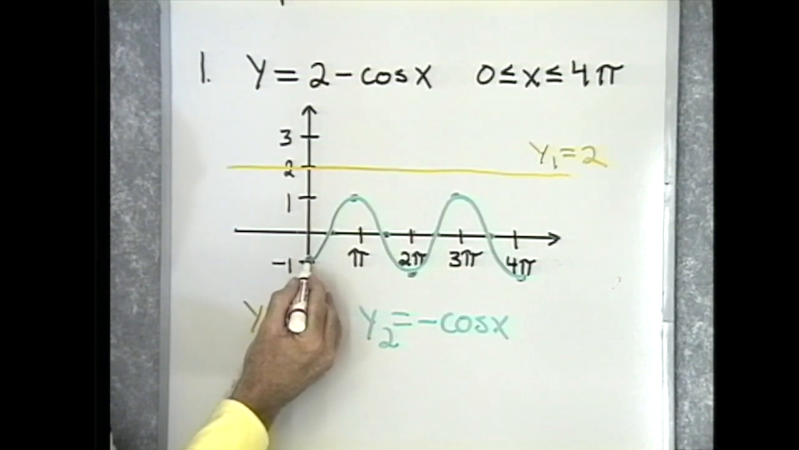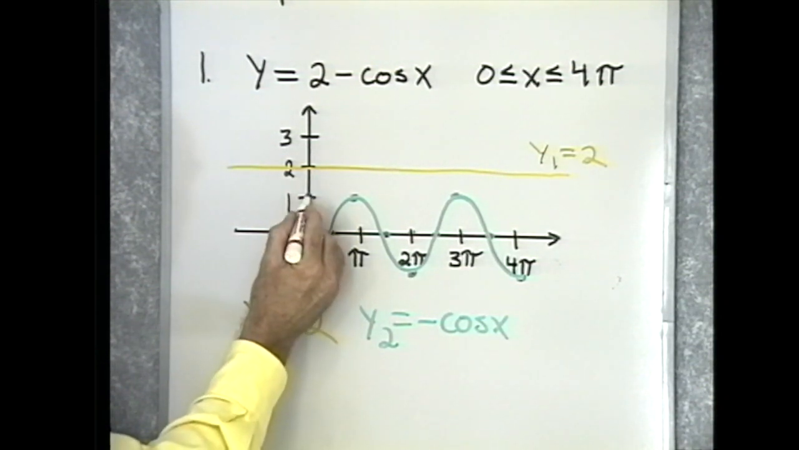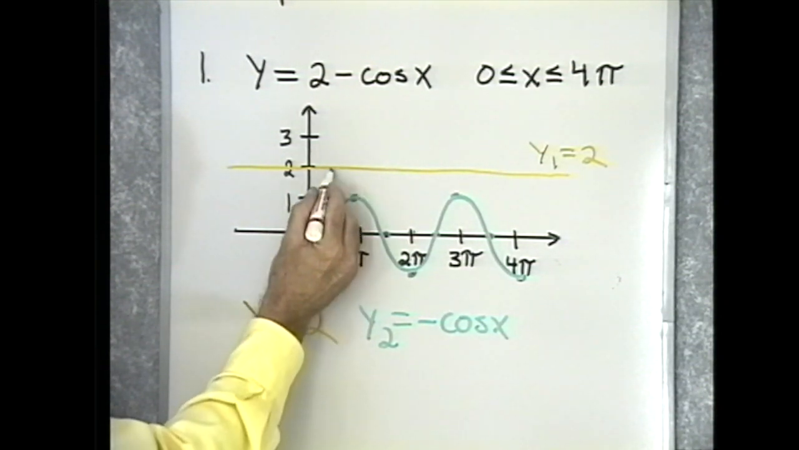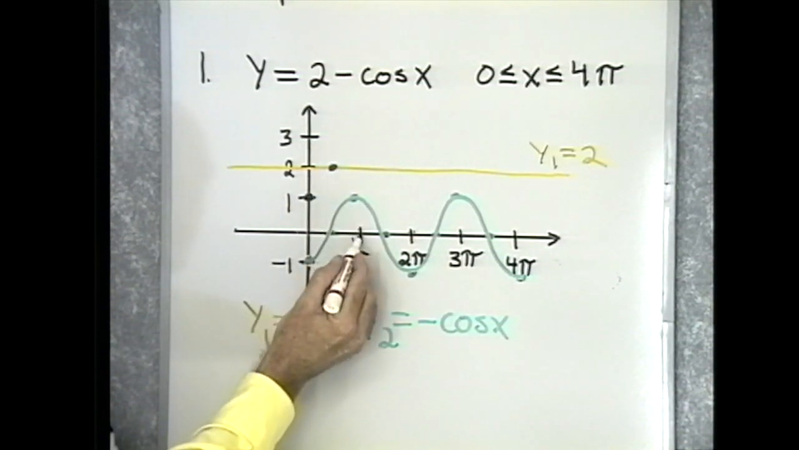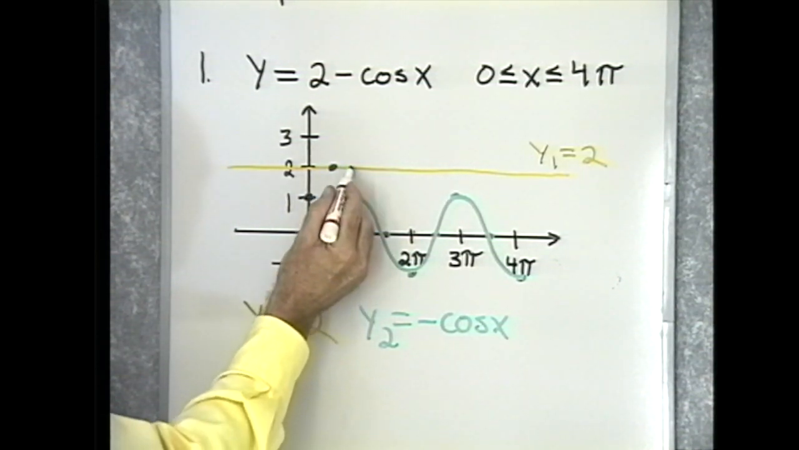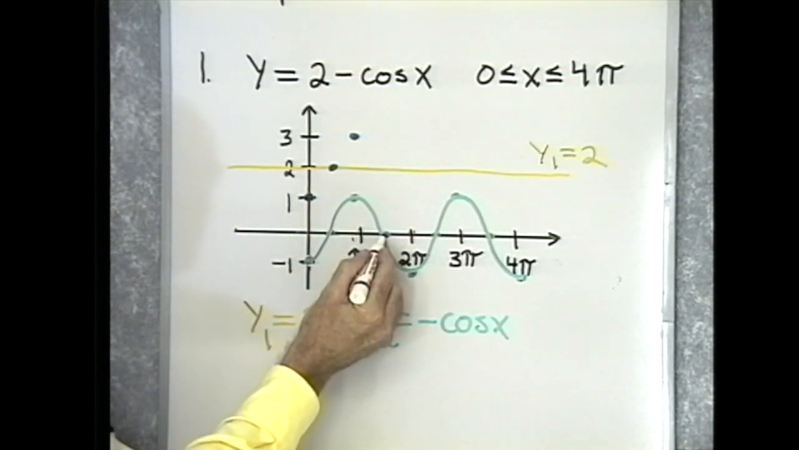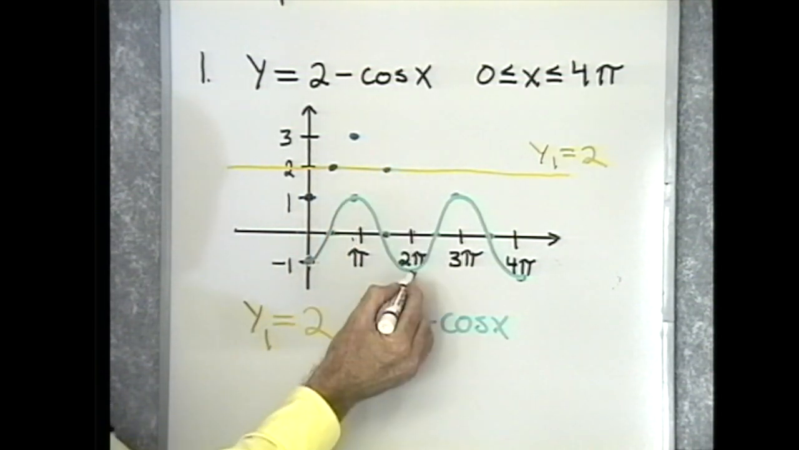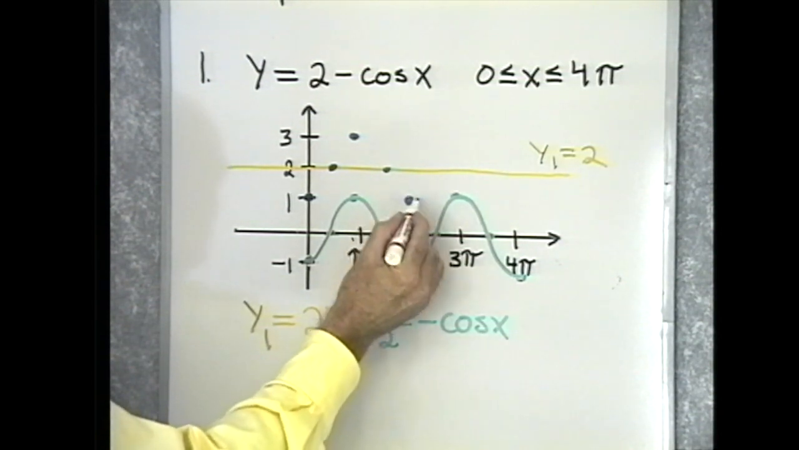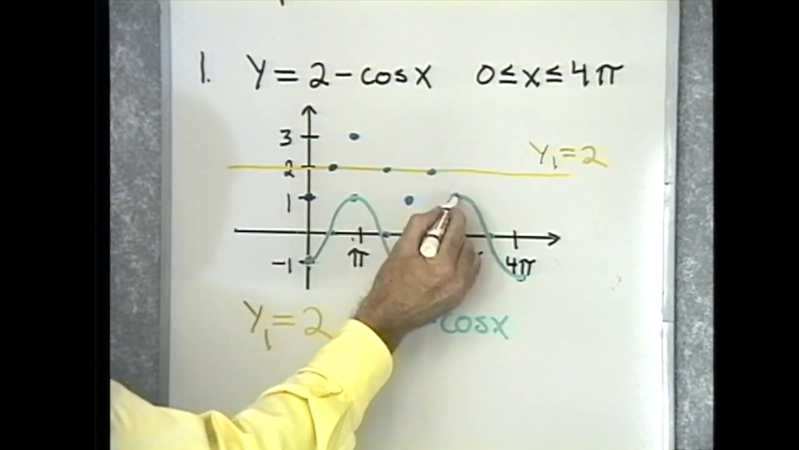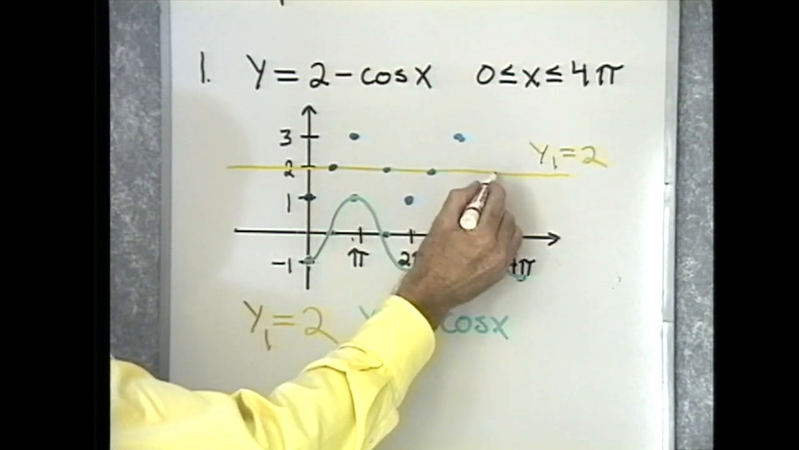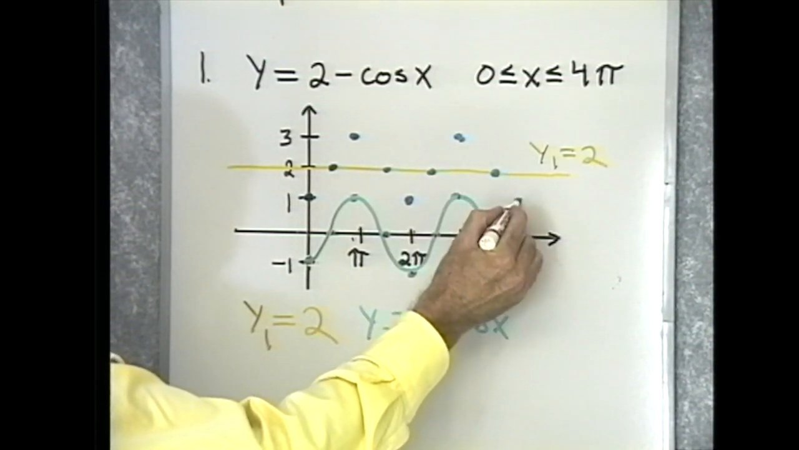So let's try that. Here's negative 1. When I add 2, I end up with 1. Here's 0. When I add 2, I end up with 2. At pi, y is equal to 1 plus 2. That will be 3. Here, y is equal to 0, plus 2 is 2. Negative 1 plus 2, positive 1, 0, I get 2. Then it goes back up to 3, back down to 2, and then down to 1.